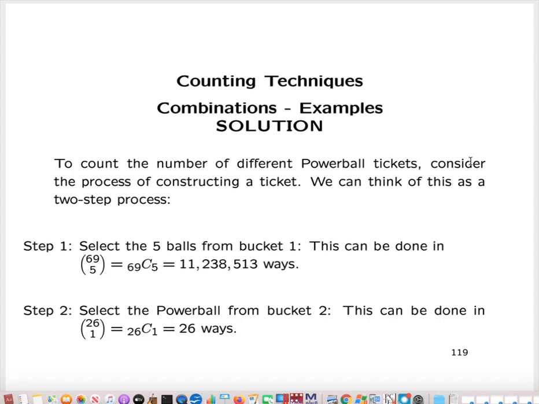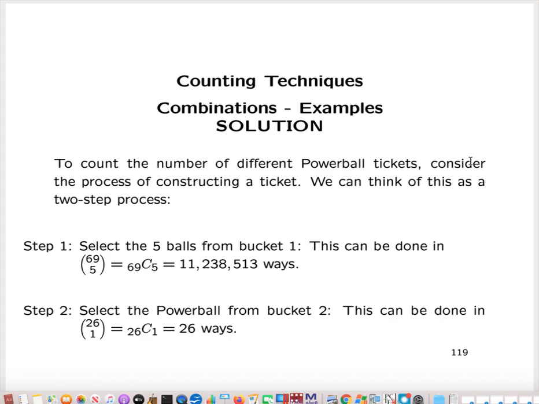And they randomly select 5 balls from that first bucket. The second step is to select what's called the Powerball from a different bucket. In the Powerball bucket, they've got 26 ping pong balls, numbered 1 through 26. And so once you've selected the first 5 balls from the first bucket, and then selected the Powerball from the second bucket, then you have a particular ticket. Right? You have the winning ticket. And so the total number of ways that we can select balls in this fashion, according to these 2 steps, gives us the total number of possible Powerball tickets.